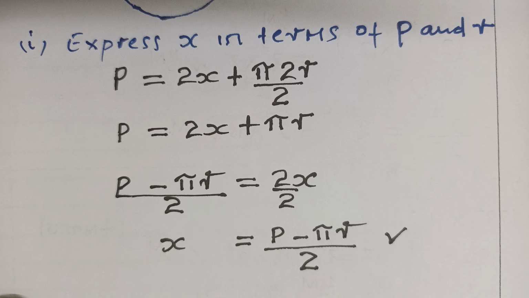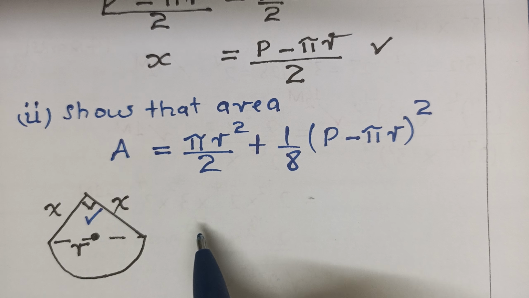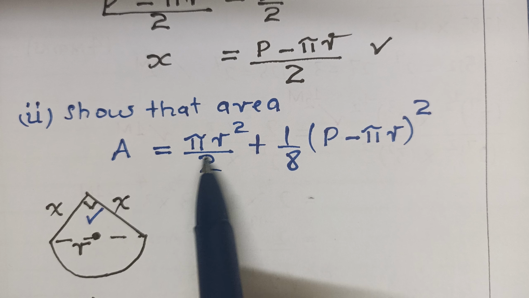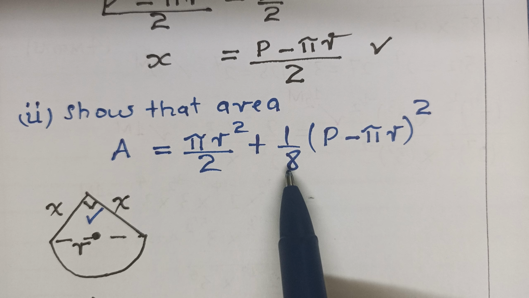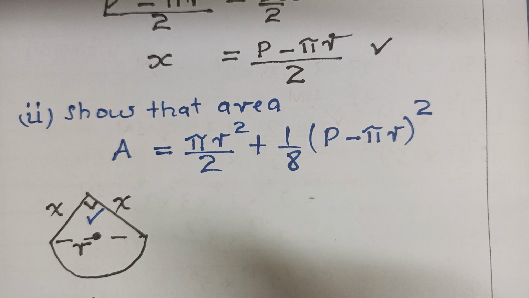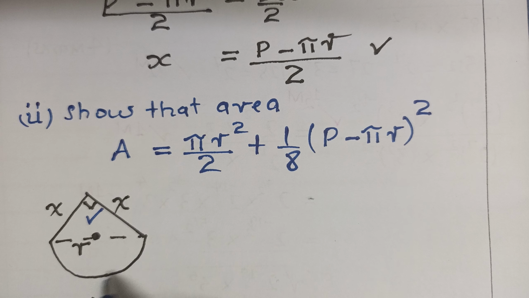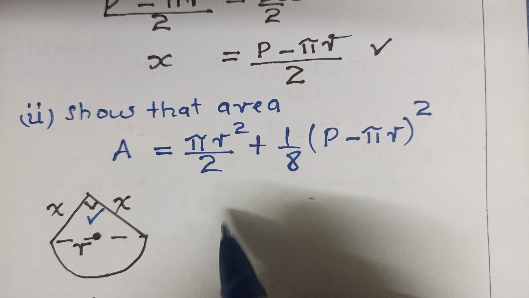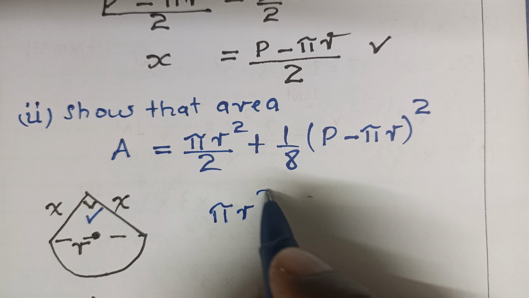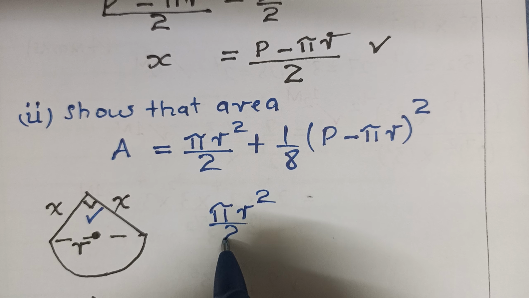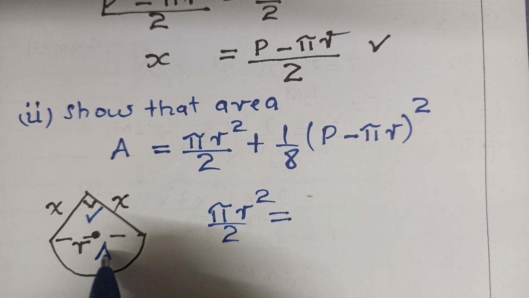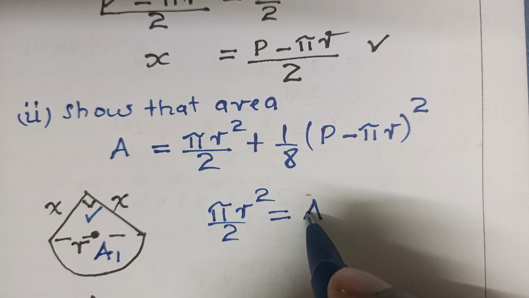We go now to the next question. So the next question is show that area A is equal to pi r squared over 2 plus 1 over 8, p minus pi r, and you square that. The first thing we find is the area of this semicircle. And the area of the semicircle is actually equal to pi r squared all over 2. We can call it A1.